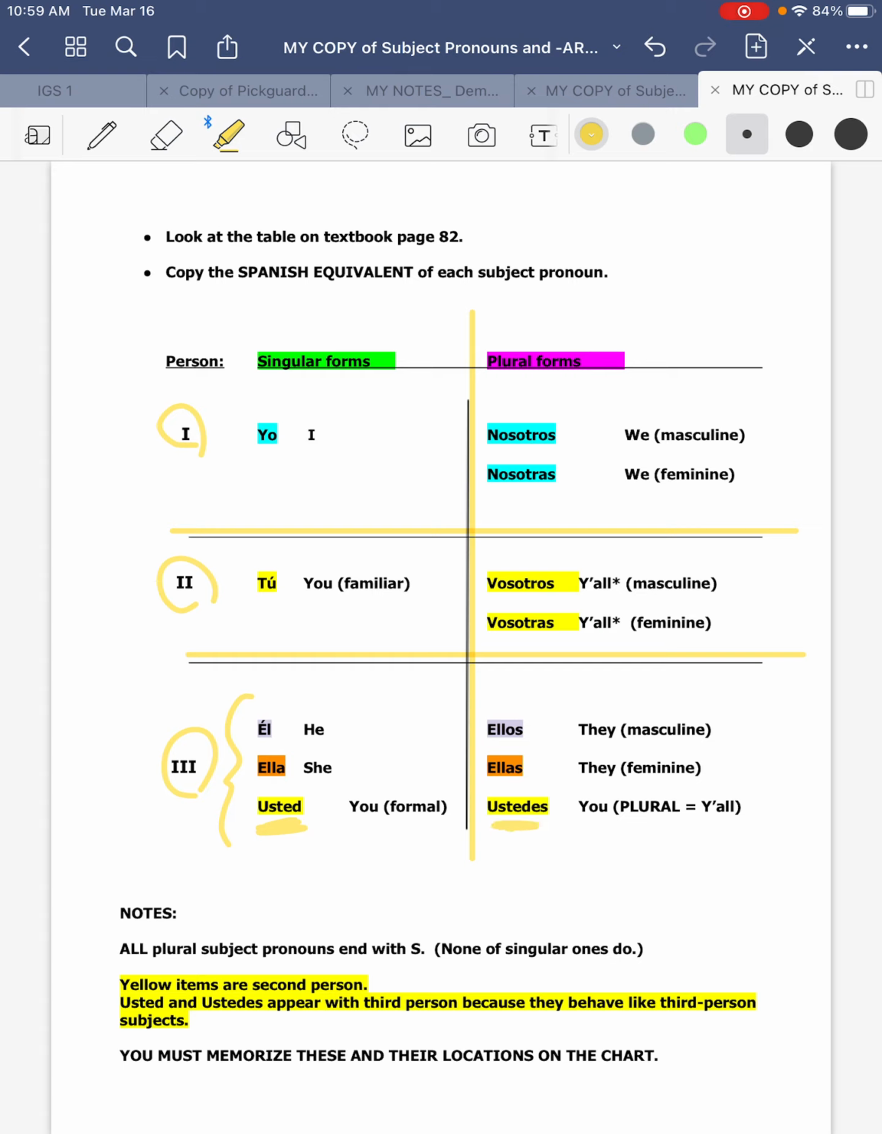usted and ustedes. However, you see those are marked in yellow with a yellow highlighter because they are in fact second person, but they behave like a third person when we go to conjugate verbs and use them as pronouns and other stuff. So it's a second person pronoun, but it acts like third person, so we're going to put those down there with the other third person pronouns.